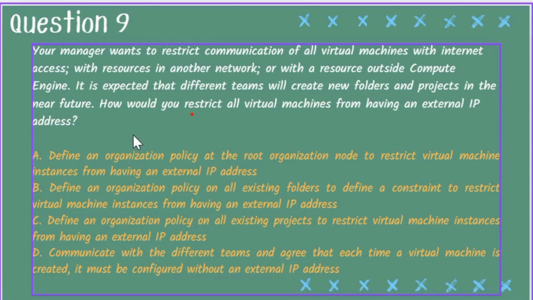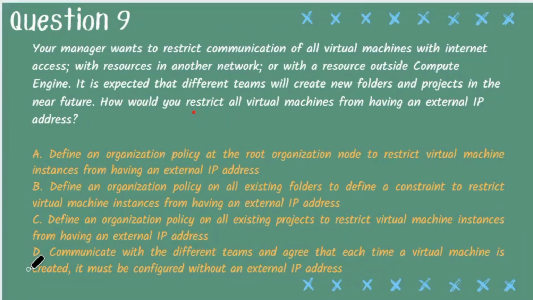Now, there are 4 options here, all of which, the first 3, are indicating some kind of an organization policy, and the last one is through mutual agreement. This is definitely we can rule out. Clearly, option D can be ruled out. This is not a best practice. Then we are talking about defining organization policy at the root node. Then organization policy on all existing folders to define the constraint at folder level. Then there is this option of define organization policy on all existing projects.